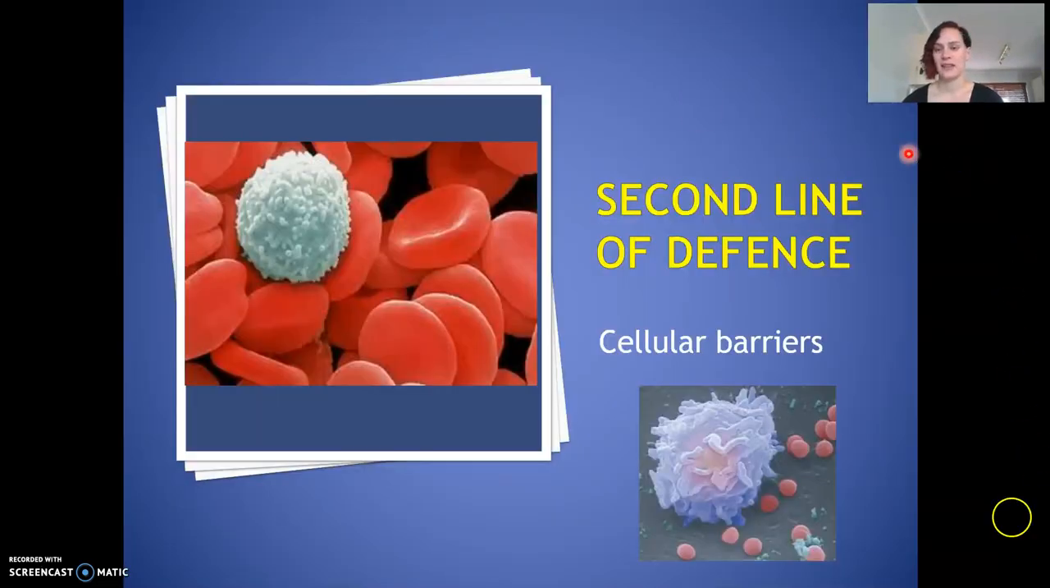All right, our second line of defense are our cellular barriers. Don't forget, we're still not in that specific. We're still in that overall very non-specific line of defense there, but we're now into the cells. So that means a pathogen has entered our system. It's gotten past those physical and chemical barriers to start with.